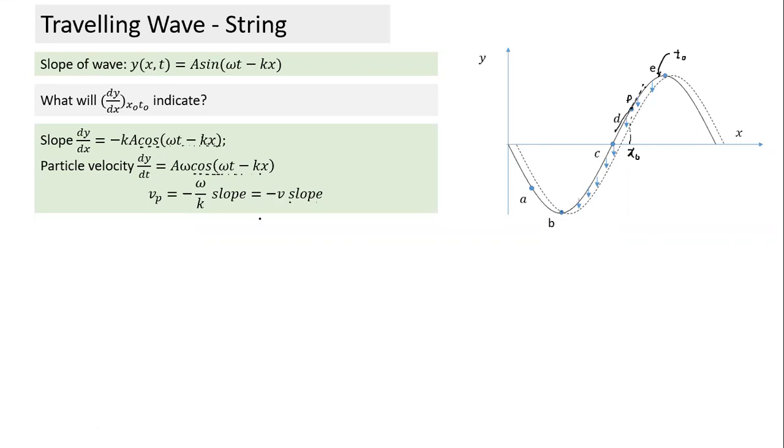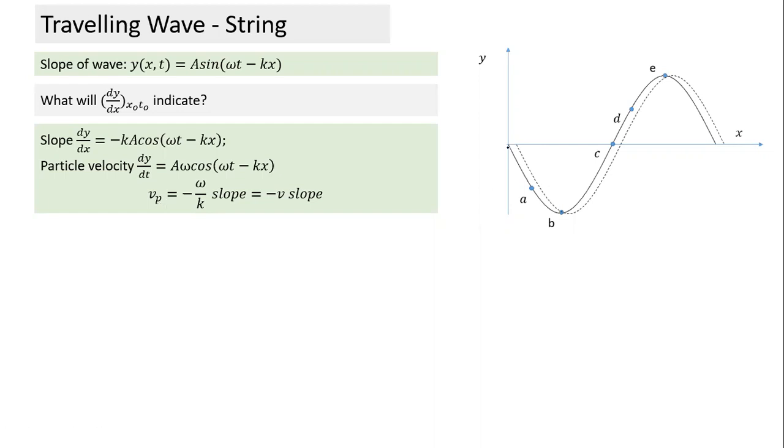Let's try and understand how it makes sense. Can v be positive or negative? Wave velocity, in this particular case, the wave is traveling towards the right. So when the wave is traveling along the positive x direction, v is positive. It means wherever the slope is negative, particle velocity is positive, and wherever the slope is positive, particle velocity is negative. Let's try and understand from this figure also.